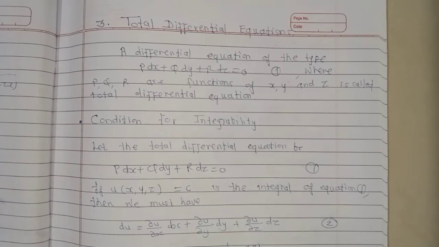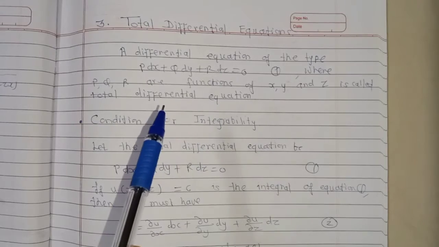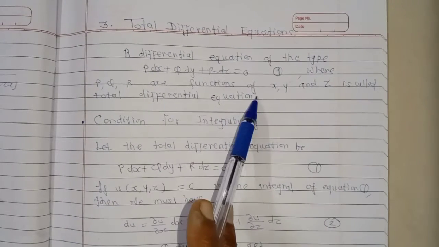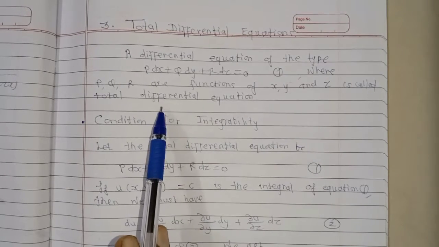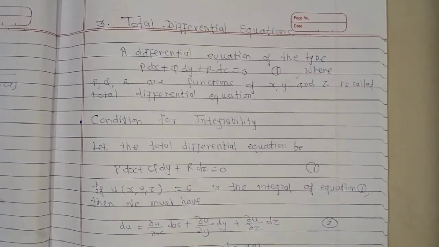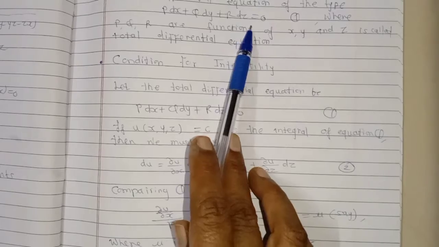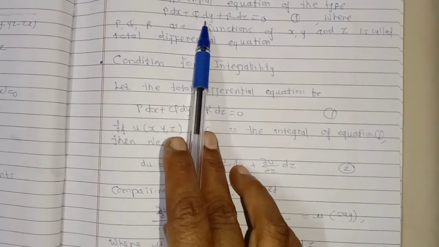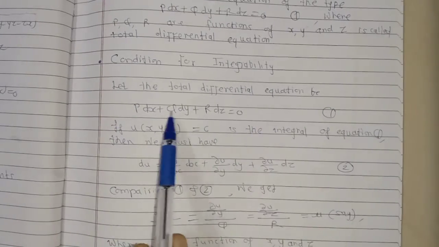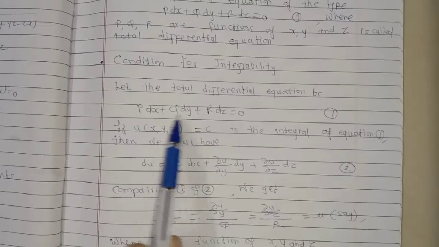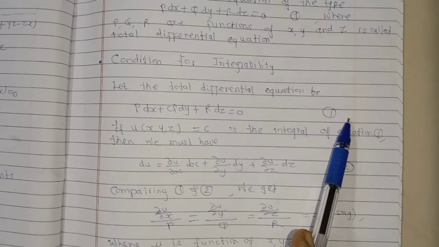That means an equation of the type p dx plus q dy plus r dz equal to 0, where p, q, r are functions of x, y and z, is known as a total differential equation. Now we consider the condition of integrability of this total differential equation. We write the total differential equation p dx plus q dy plus r dz equal to 0, and denote it as equation number 1.